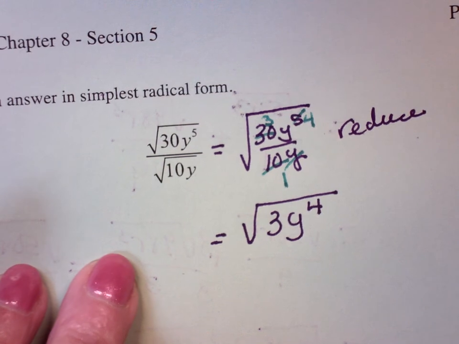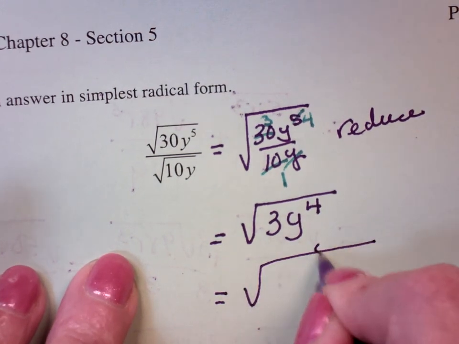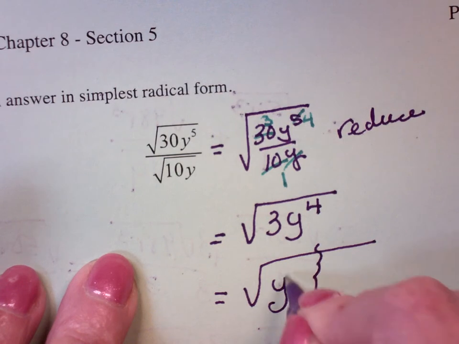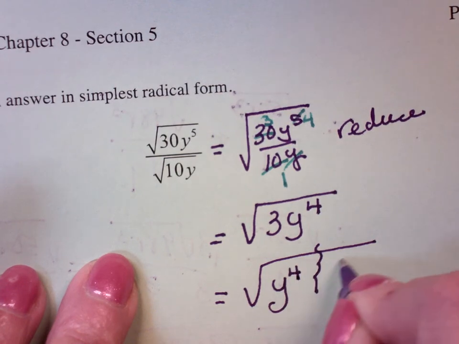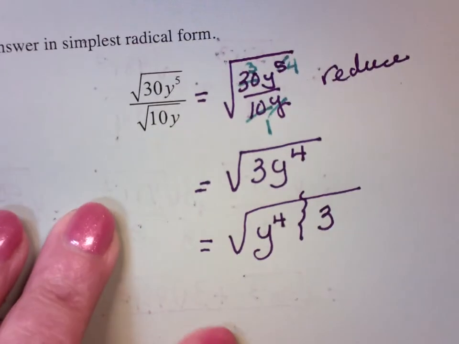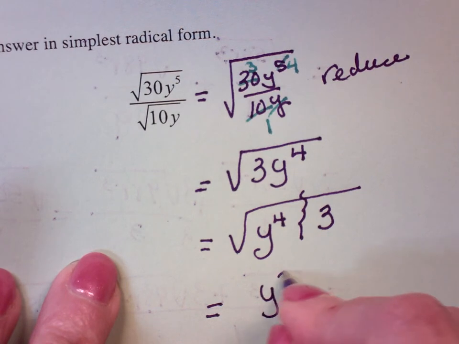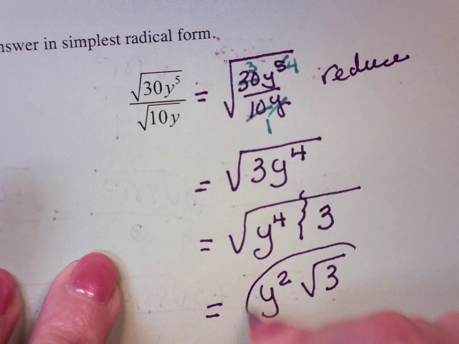And that radical can be simplified. I'm dealing with square root. So I have the square, which is y to the 4th, and the leftover, which is 3. Square root of y to the 4th is y squared, and the leftover is square root of 3.